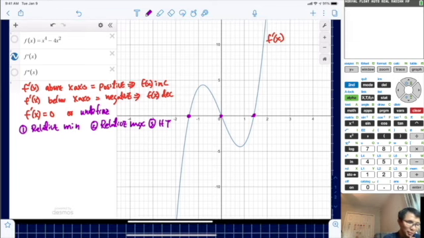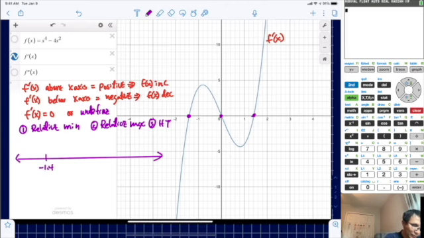Now you ask, how can we tell whether they are a relative min, max, or horizontal tangent? We're going to use a tool called the number line test. This number line test is going to use negative 1.4, 0, and 1.4. In this case, if it's below the x-axis, it's negative here.